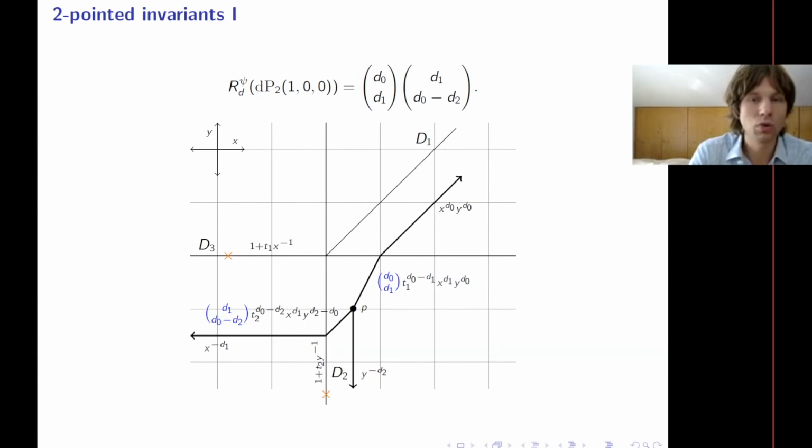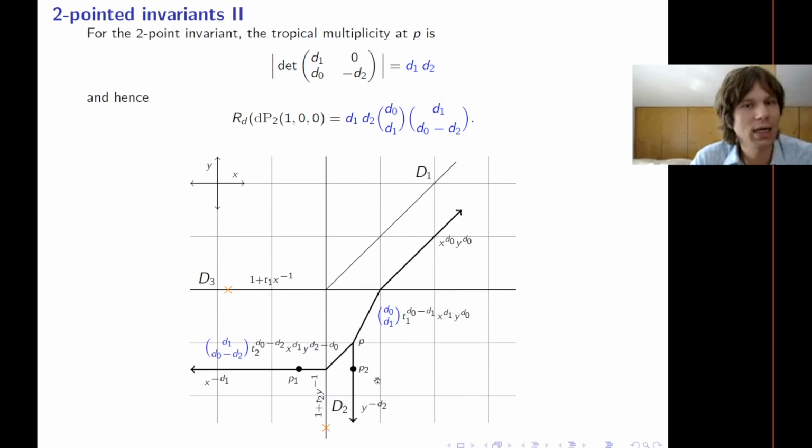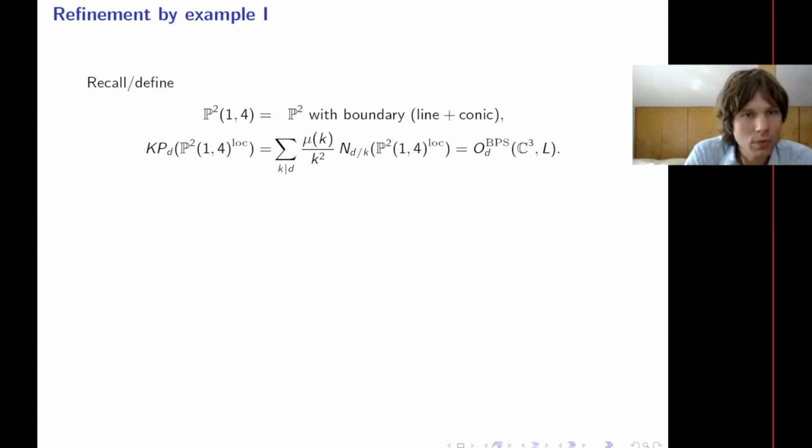And then we can do the same thing with 2-pointed invariants. So now we have 3 divisors. And so we have to multiply 3 broken lines, but it's again the same principle. Here we have a psi class, which means we have one 3-valent vertex. We can get rid of the psi class by replacing it by 2 point conditions, which means that we need to give this vertex its tropical multiplicity, and we multiply everything together, and that gives us our invariant.